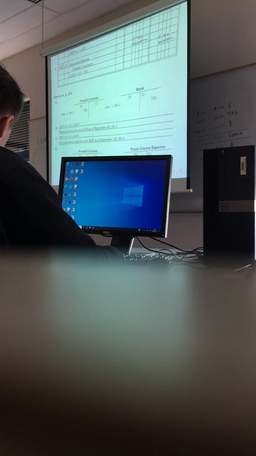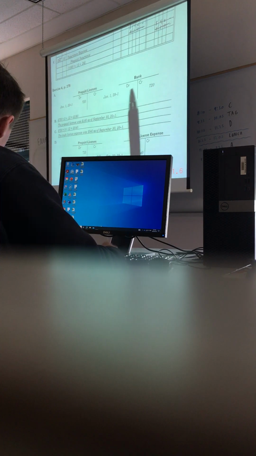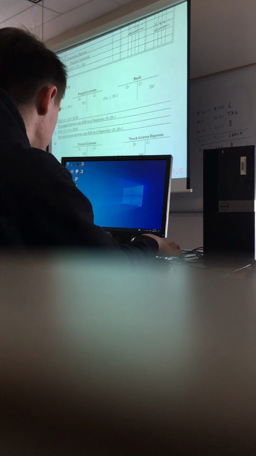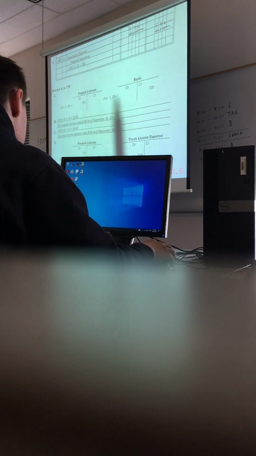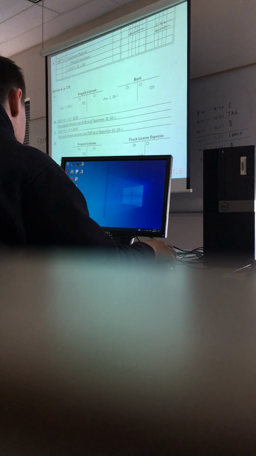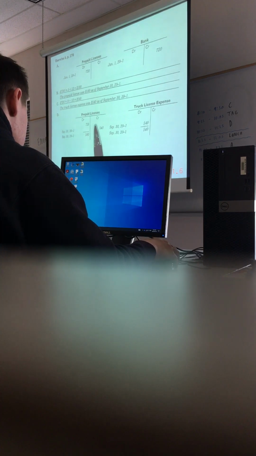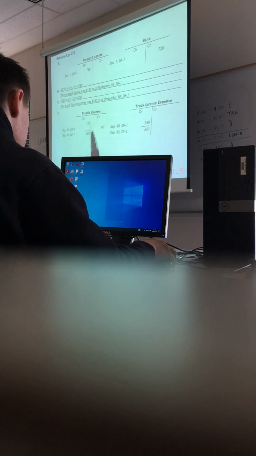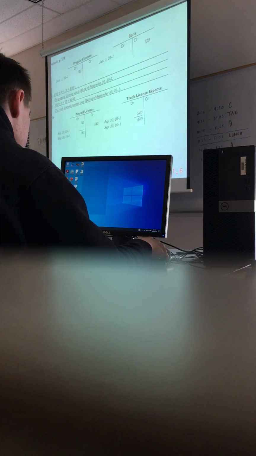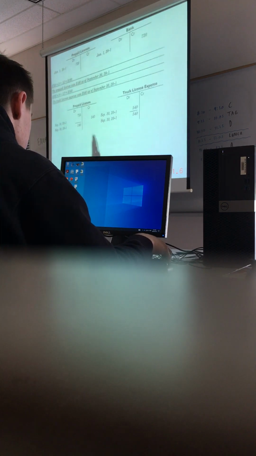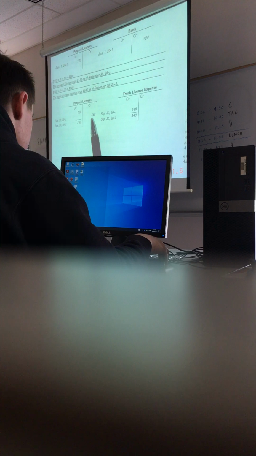This one had you buying an insurance policy or a prepaid license. So you would debit that account, it's an asset, credit bank. You purchased it with cash. At the end of the year, they had used up 9/12 of it. So you'd move 9/12 of 720, which is 540, into the expense account.